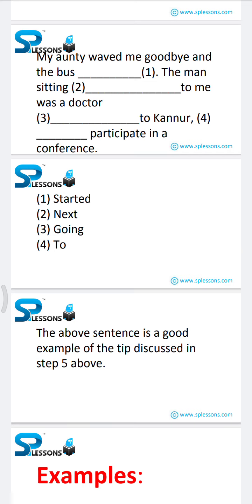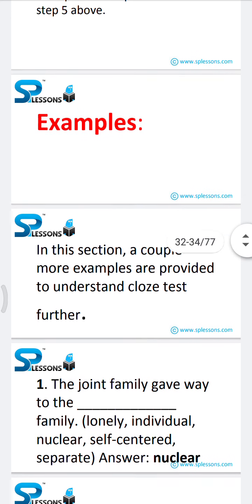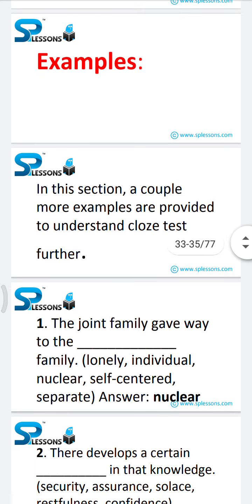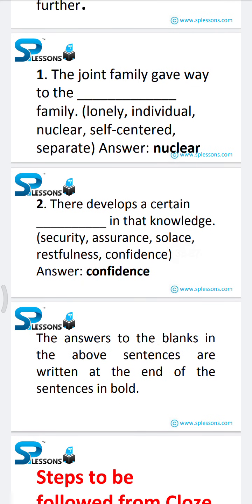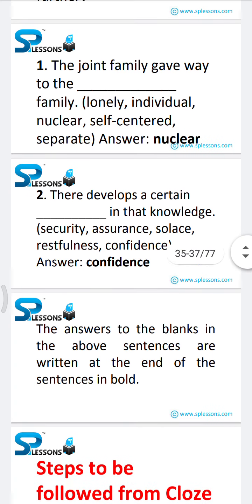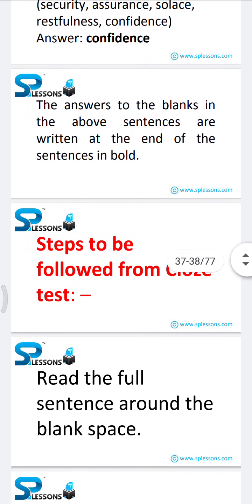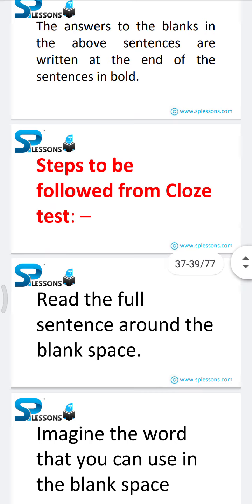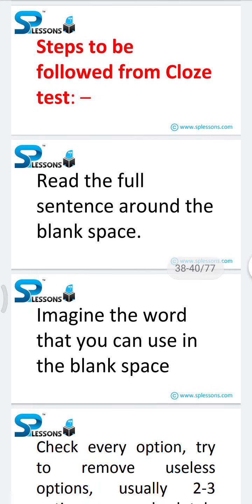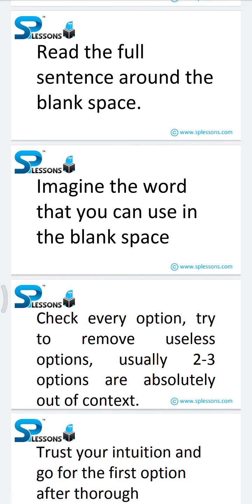So let's check some more examples. In this section, a couple more examples are provided to understand cloze test further. So you can observe the three more examples. The answers to the blanks in the above sentence are written at the end of the sentences in bold. So here I am providing some steps to follow for cloze test. Read the full sentence around the blank space. Imagine the word that you can use in the blank space. Check every option. Try to remove useless options.